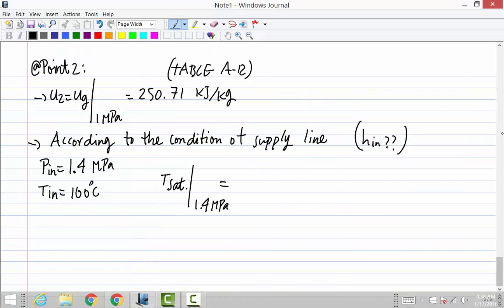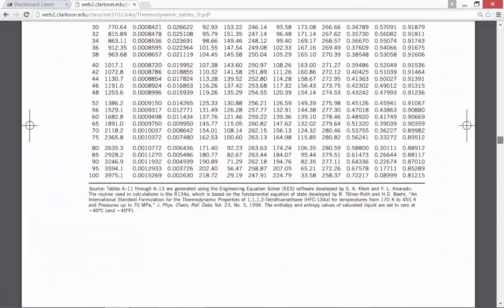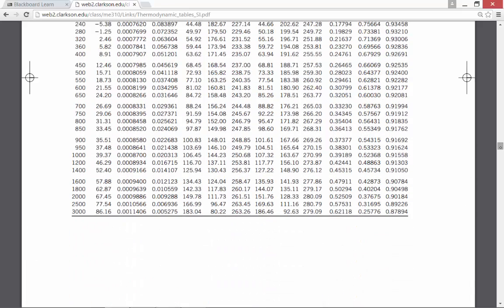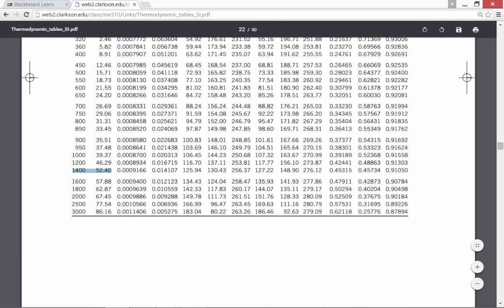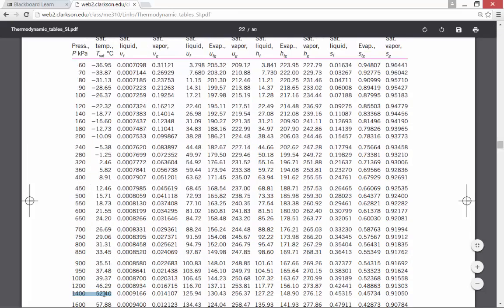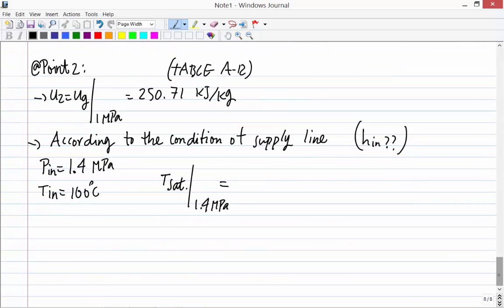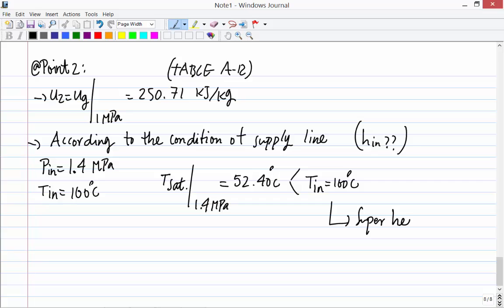No, this is for temperature. The other one, the next one. Here. No, here. This is the pressure, 1.4 megapascal. It says that the temperature is 52.40. So the saturated temperature at that pressure is 52.40 degrees C, which is less than T_in, which was 100 degrees C. So it means that this is superheated.